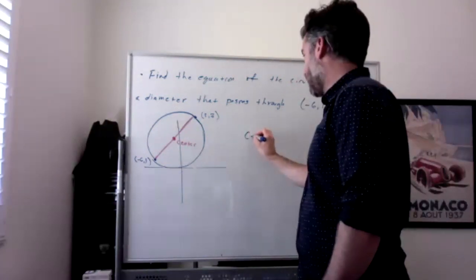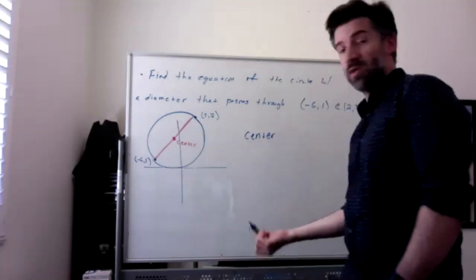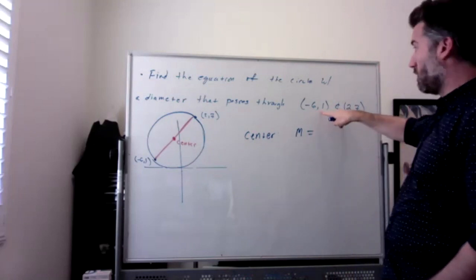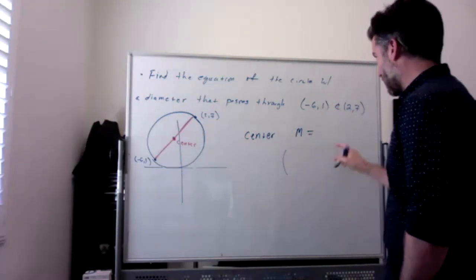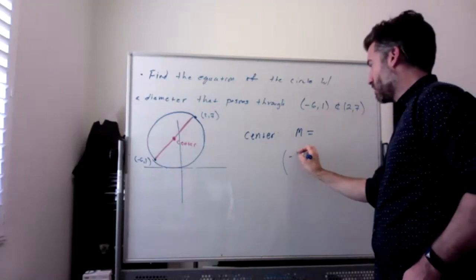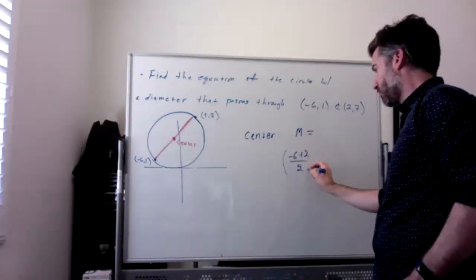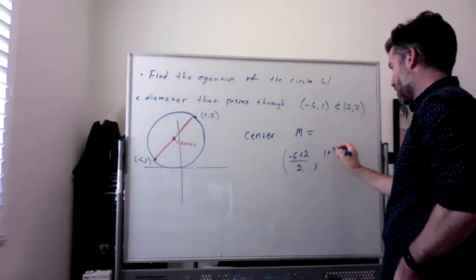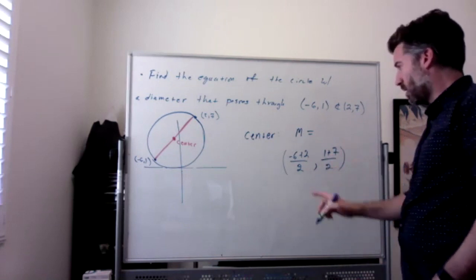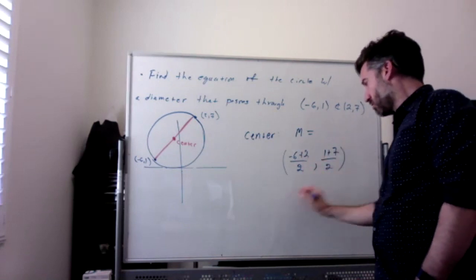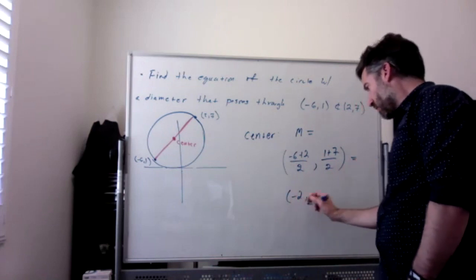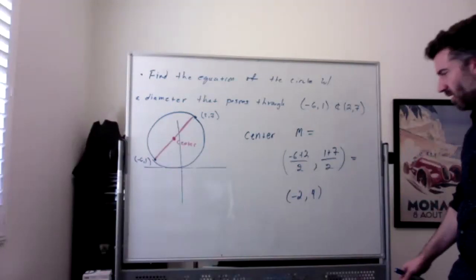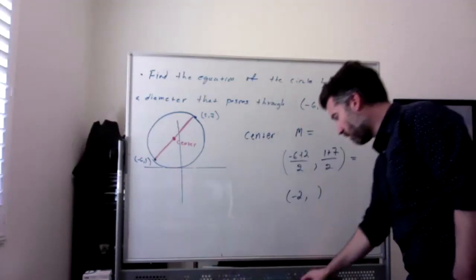So to find the center, I'm just going to use the midpoint, and that's going to be the average of these 2 points. The x coordinate is going to be the average of the x's, which is -6 plus 2 over 2. And the y coordinate is going to be the average of the y's, which is 1 plus 7 over 2. That comes out to be -4 over 2, which is -2, and 8 over 2, which is 4. So there's my center. My 4 looks a lot like a 9, so let me make that look more like a 4.